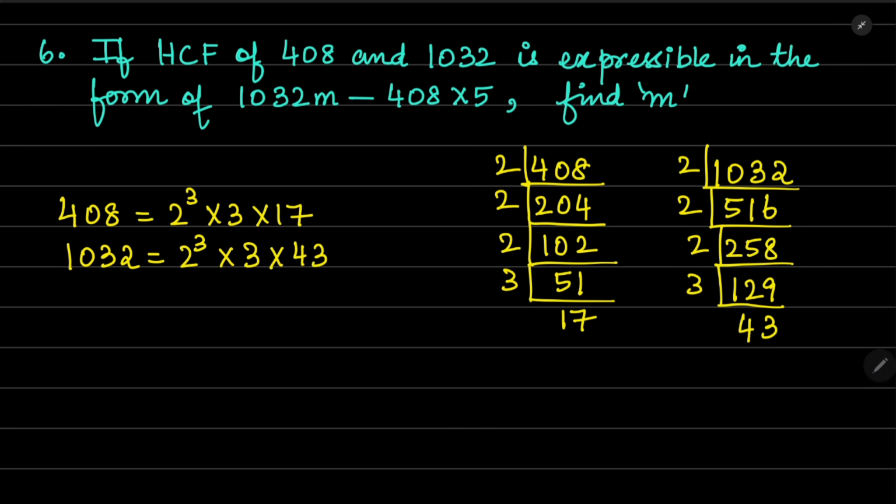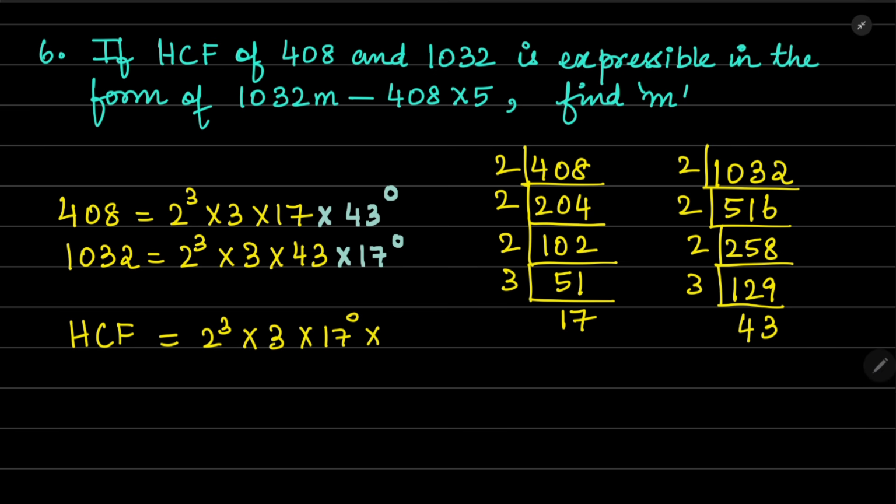Okay, I'm going to make the powers equal. So here I'm going to add 43 to the power 0, and here I'm going to write 17 to the power 0. So now what is the HCF? HCF will be the lowest power, right? For 2 as a prime factor, it's common, so it's 2 cube. For 3, it's again 3. For 17, it is 17 to the power 0. And for 43, it is again 43 to the power 0. So these two will cancel out to be 1 each.